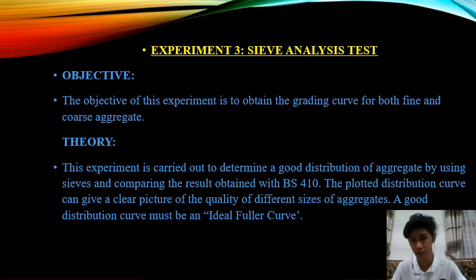Experiment 3: Sieve analysis test. The objective of this experiment is to obtain the grading curve for both fine and coarse aggregate. The theory is that this experiment is carried out to determine a good distribution of aggregate by using sieves and comparing the result obtained with BS 410. The plotted distribution curve can give a clear picture of the quality of different sizes of aggregate. A good distribution curve must be an ideal curve.